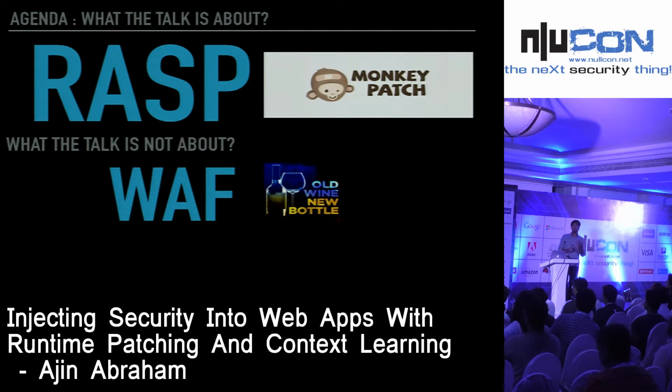I'm going to talk about runtime application self-defense, commonly known as RASP. It's a new term in the AppSec industry. Even AppSec is new, so RASP is something like the new buzz in the industry. I'll be talking a lot about monkey patching, injecting security at runtime, and a lot about lexers and how to do tokenization.